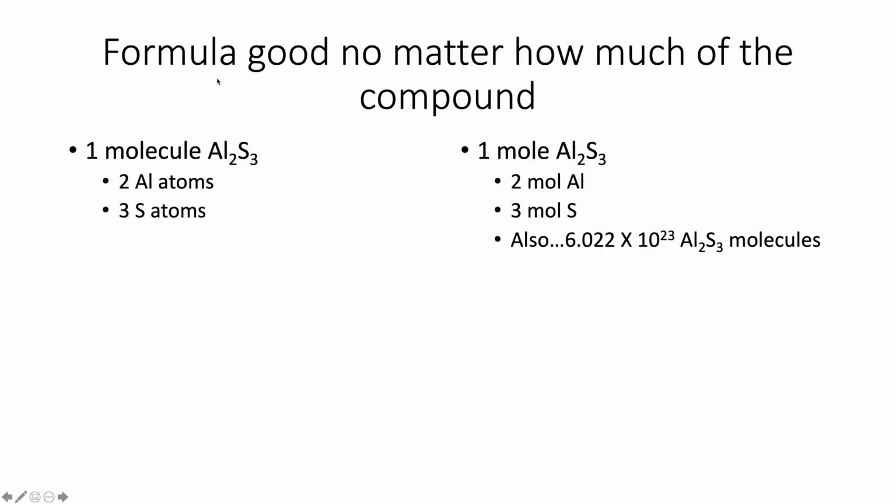Now, what's interesting about the formula is this is called the law of definite composition, if you care about the names. The formula is good no matter how much of the compound you have. So, for example, 1 molecule of Al2S3 is a 2 to 3 ratio of Al and S. So there's 2 aluminum atoms and 3 S atoms per molecule. In a mole, there's 2 moles of aluminum and 3 moles of sulfur. So you see how the ratio 2 to 3 is the same. But also, if it's a mole, you have Avogadro's number of molecules, which is kind of cool.